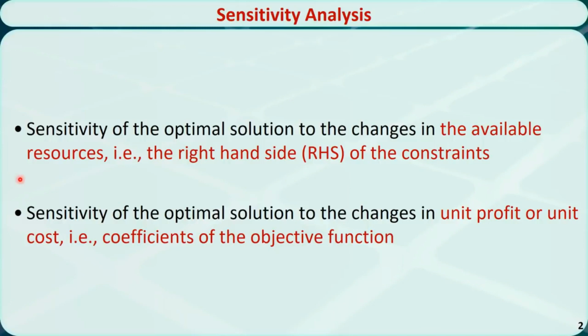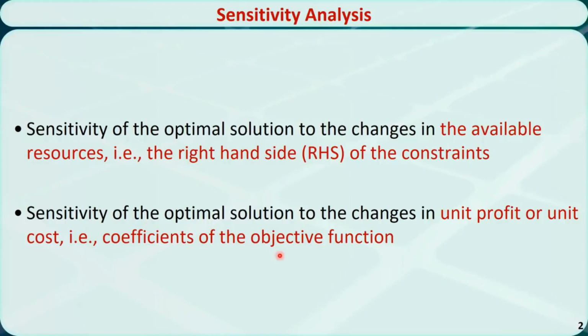The available resources are represented by the right-hand side in the constraints. The second one is, how do the changes in the unit profit or unit cost affect the optimal solution? The unit profit or unit cost are represented by the coefficients in the objective function.